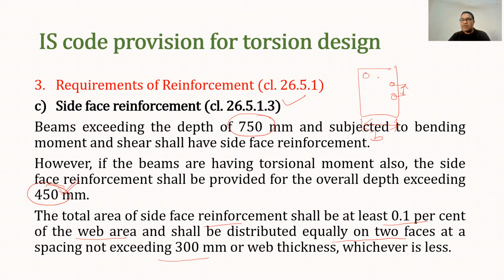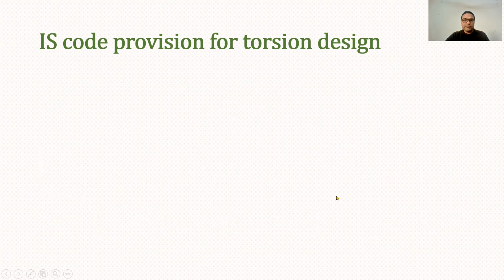So generally we will have reinforcement here and here, and if we provide reinforcement here, then we will check that this spacing should not exceed 300 mm or the web width of the beam. That we will see in our design example when we solve it.